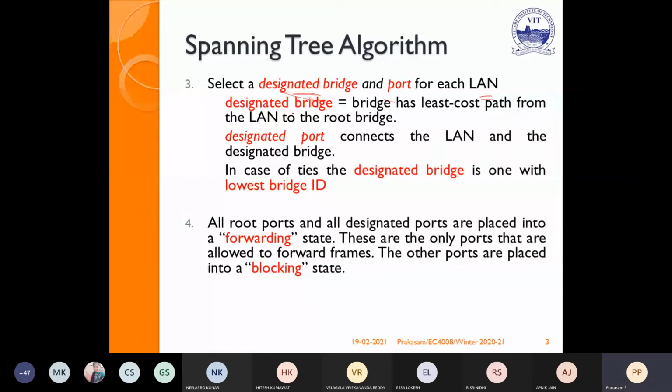The designated bridge is the bridge that has the least cost path from the LAN to the root bridge. The designated port is the one that connects the LAN and the designated bridge. The same thing: if a tie is happening, the designated bridge is the one with the lowest bridge ID.